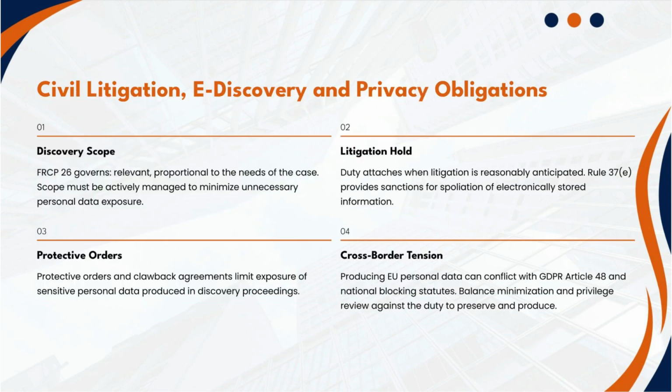Let's finish this chapter on the civil side. Because private litigants get data too, and that surprises people. The federal rules of civil procedure govern. Rule 26 defines the scope. Discoverable material must be relevant to a claim or defense and proportional to the needs of the case. That proportionality language was added in 2015 precisely to rein in runaway discovery. Rule 34 covers production of electronically stored information. Rule 37(e) addresses failure to preserve ESI, and it's the sanctions provision.